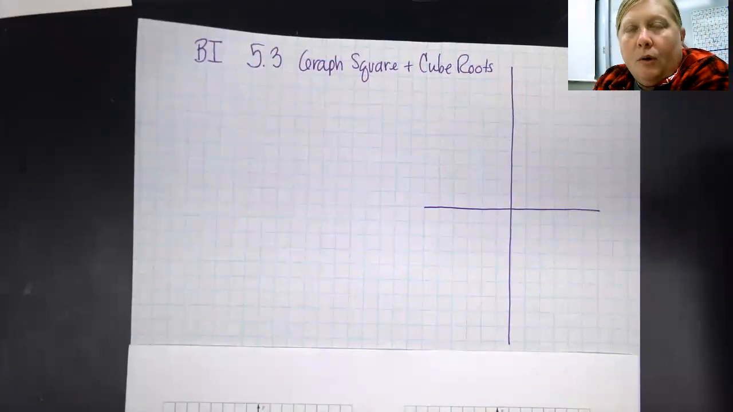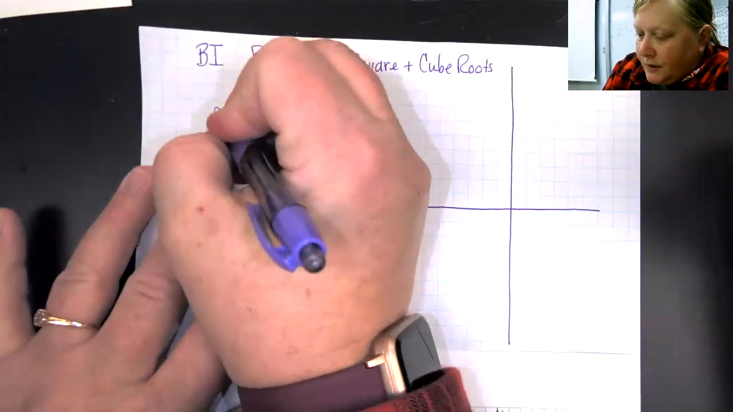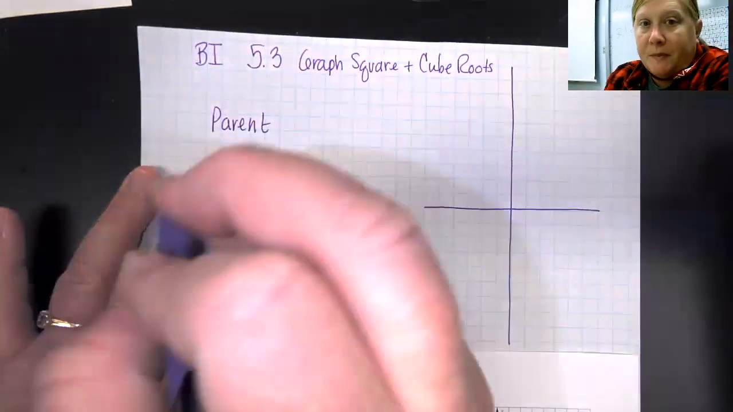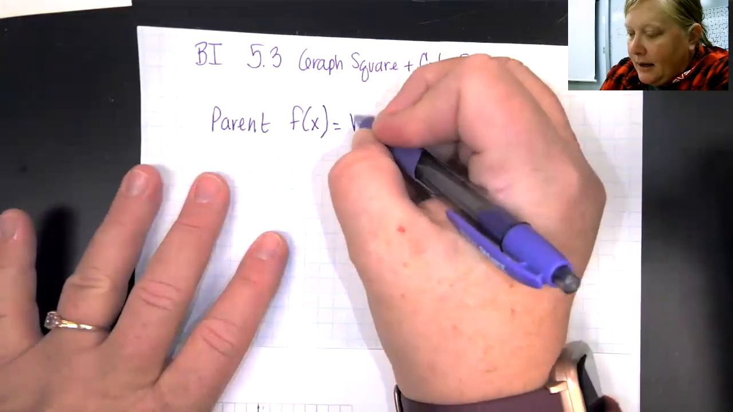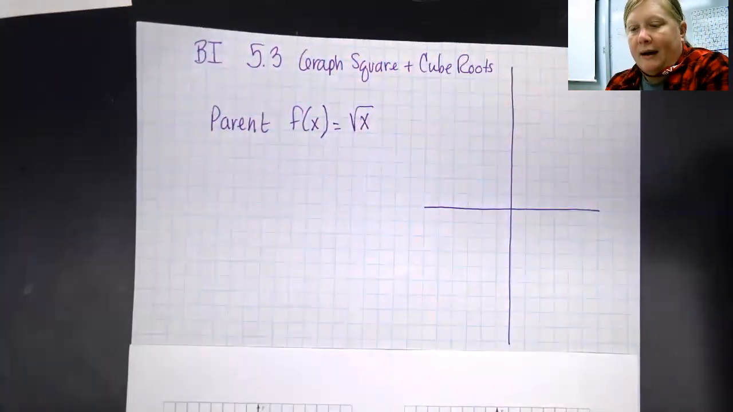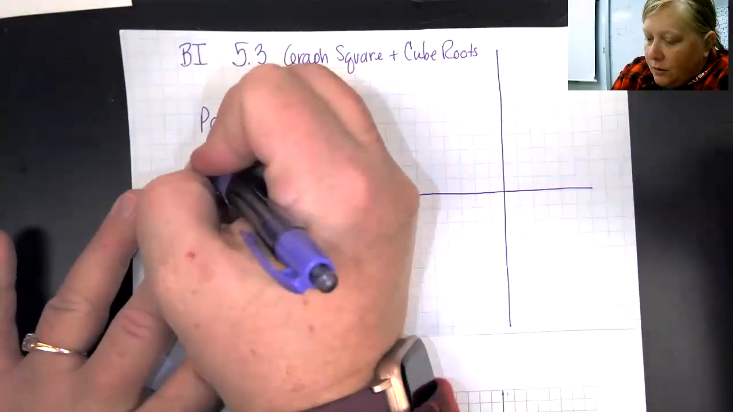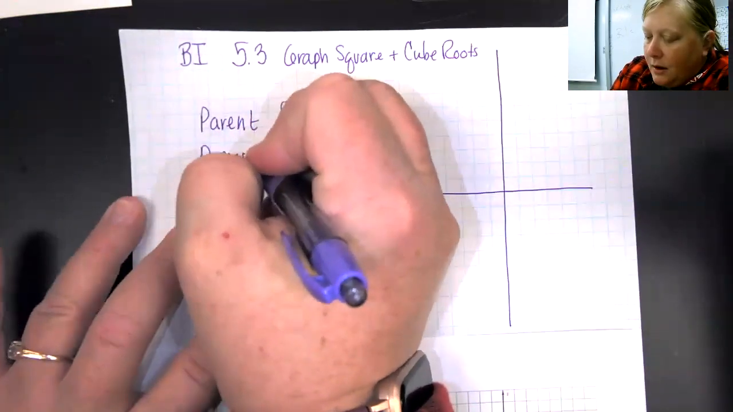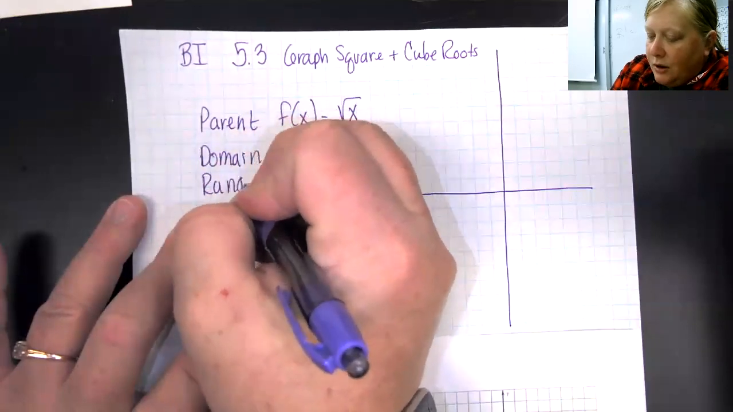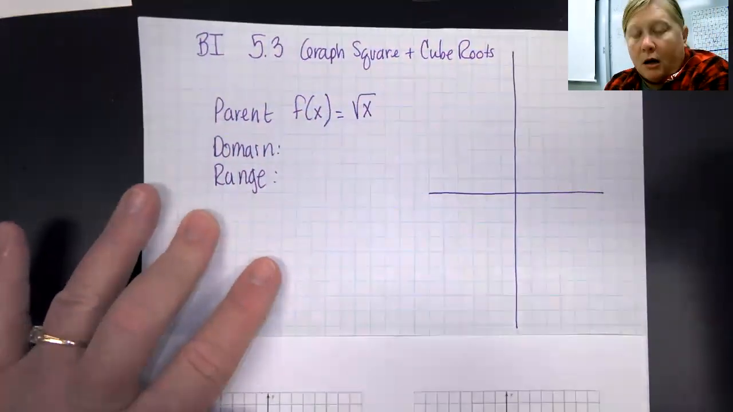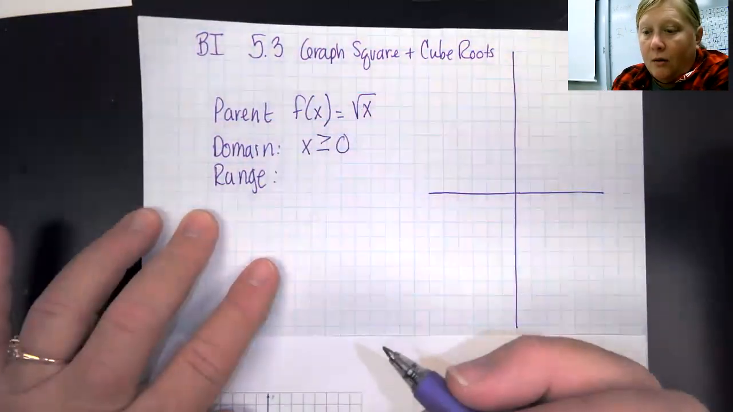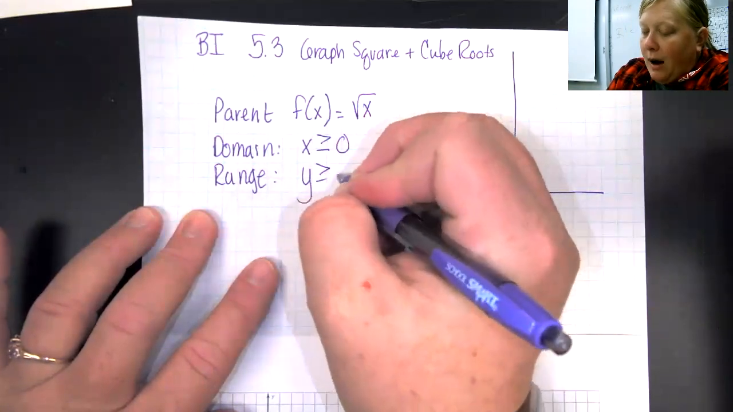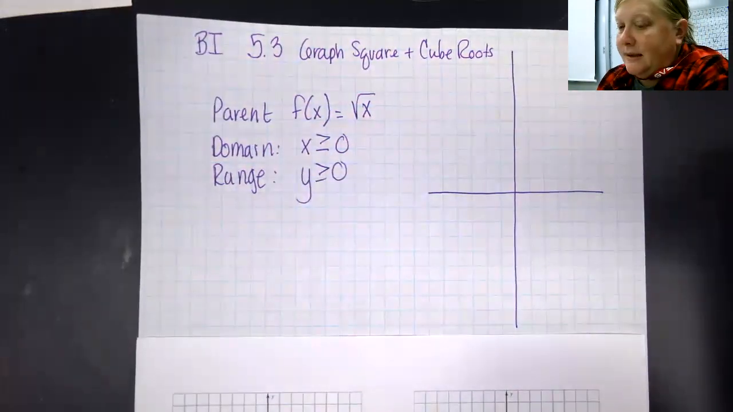But we want to talk about square roots. We want to look at the parent function. The parent function is like the stripped down version of what this looks like. So it is f of x, and it is the square root of x. And we're also going to be talking a lot about domain and range. With our parent function, our domain will always be x greater than or equal to 0, and our range will be y greater than or equal to 0.